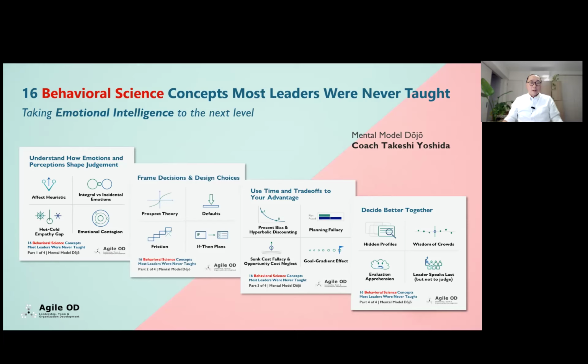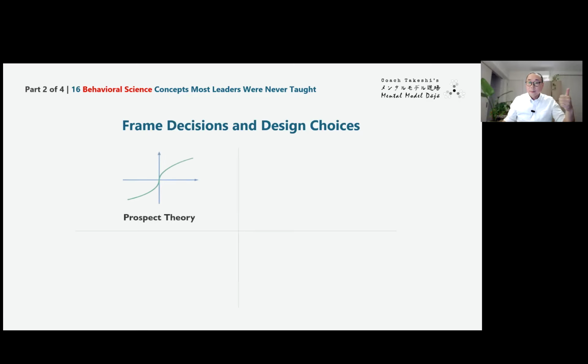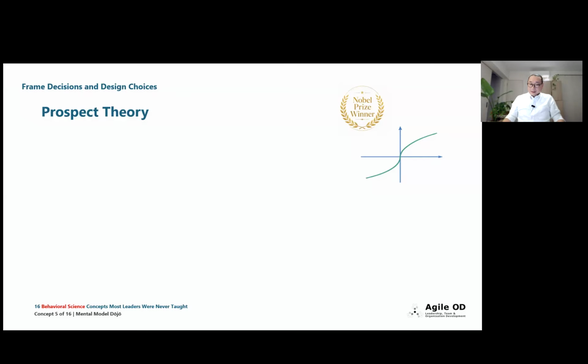Frame decisions and design choices. Today, we will explore four concepts: prospect theory, defaults, friction, and if-then plans. All right, let's already dive in.